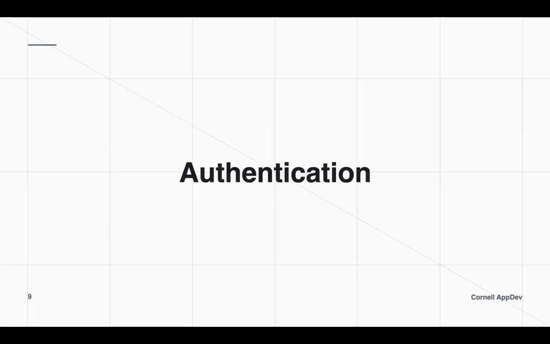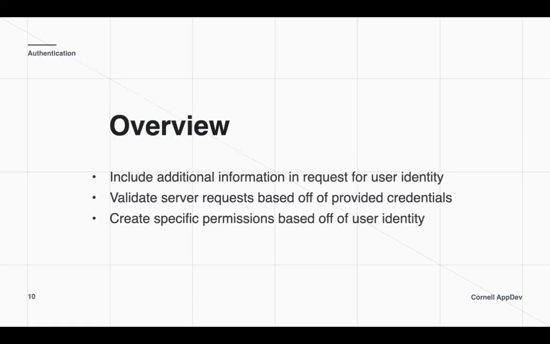So that's where authentication comes in. Authentication is just a way we can determine if a user's identity is who they actually are. And we do this by including additional information in their requests. The server will validate these requests based on the additional information, like their username and password credentials. And we can create specific permissions based on the user's identity.